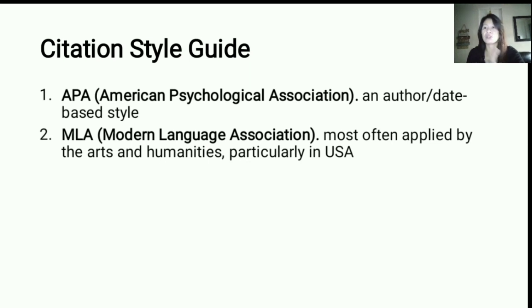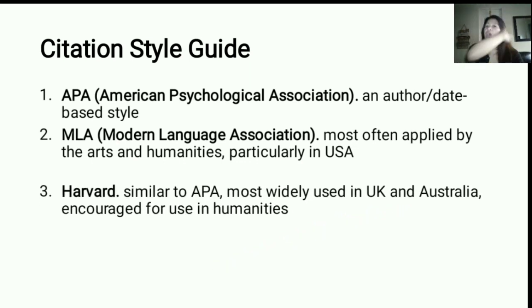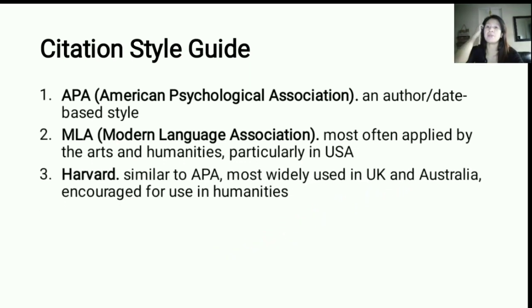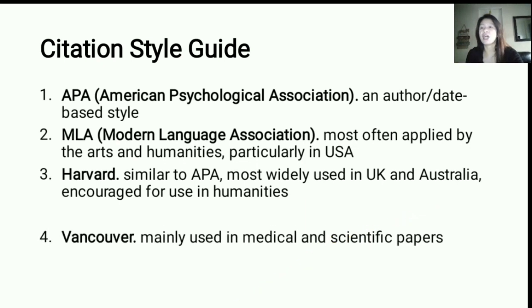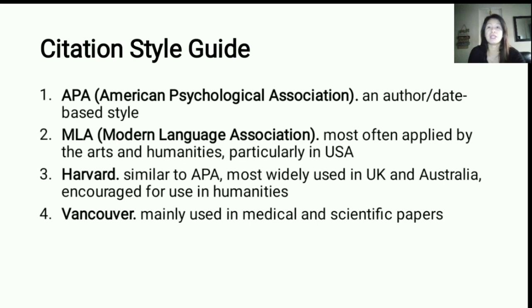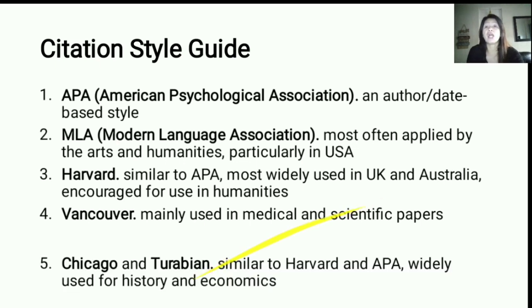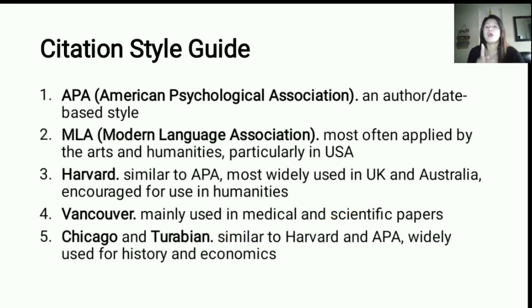It is most often used in arts and humanities, and particularly in the US. The Harvard is similar to APA, but is more encouraged for use in humanities. Vancouver is usually used in medical and scientific papers, and Chicago and Turabian, which is similar to Harvard and APA, is widely used in history and economics.